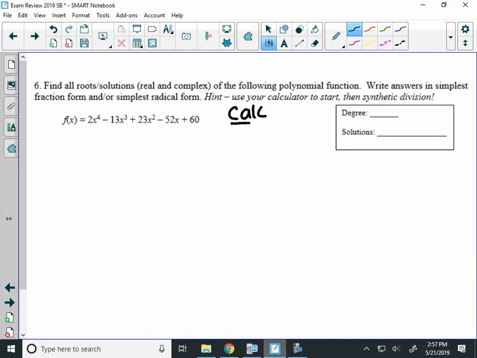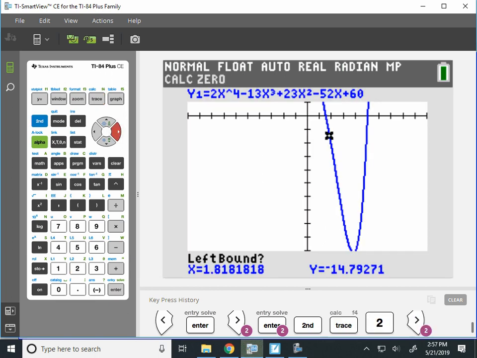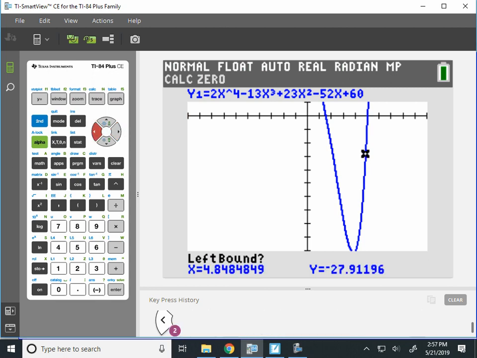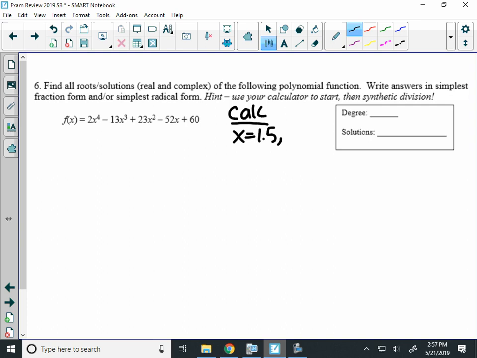From our calculator, we know that a root is 1.5. We have to verify that, remember, using synthetic division. We have to do that proof. The second root, I'm going to chase the other root. I'm going to go all the way over here and find the left bound of this root. Oops, too far. There we go. Left bound. Go to the other side. And that root's at 5. So I'm going to verify that 1.5 and 5 are roots.